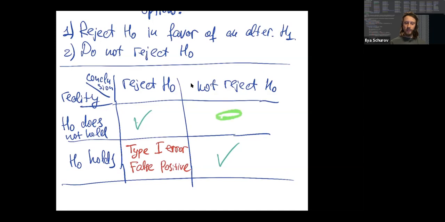And this is another case when null hypothesis does not hold, but we do not reject it. So if we had more information, we probably would reject it, but now we do not reject it. So this is called type two error, or false negative.